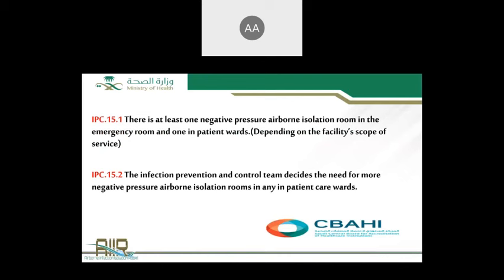So IPC15.1 states that there is at least one negative pressure airborne isolation room in the emergency room and one in the patient wards, depending on the facility scope of services. And IPC15.2 states that the infection prevention and control team decides the need for more negative pressure airborne isolation rooms in any inpatient care wards. So you will see here that it was a significant modification of these substandards when compared to the previous substandards, which provided a specific number that was not fair for almost all healthcare facilities.